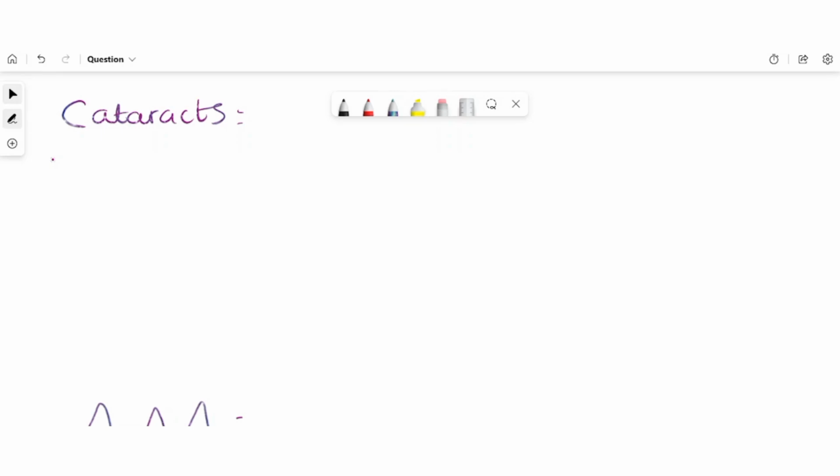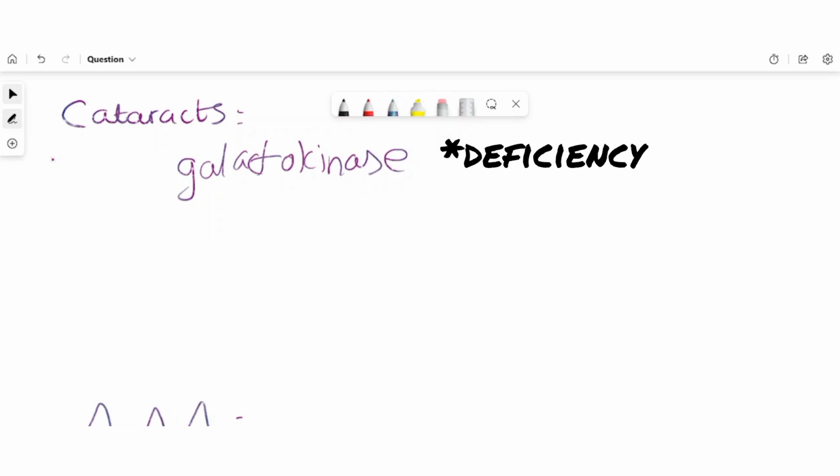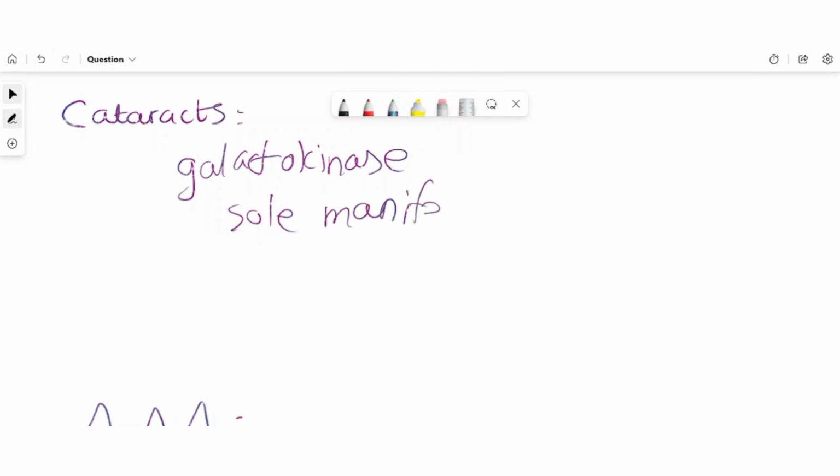Now let's move on to cataracts. Why is cataracts one of these options? Well, the reason they put cataracts in here is to confuse you between this condition and galactokinase deficiency, which is actually kind of weird because galactokinase deficiency doesn't really present like this at all. Its sole manifestation is usually just cataracts. So this is relatively an easy option to rule out when you're going through the questions.